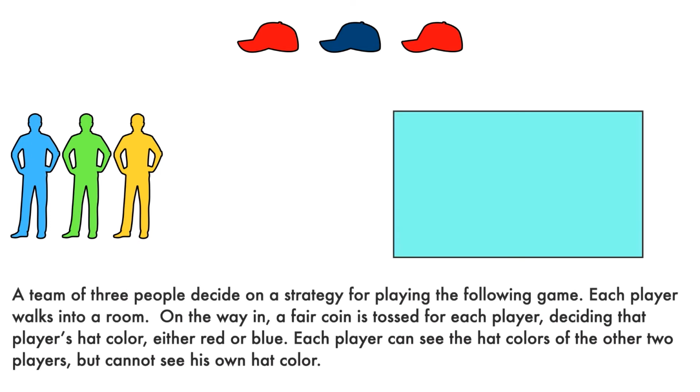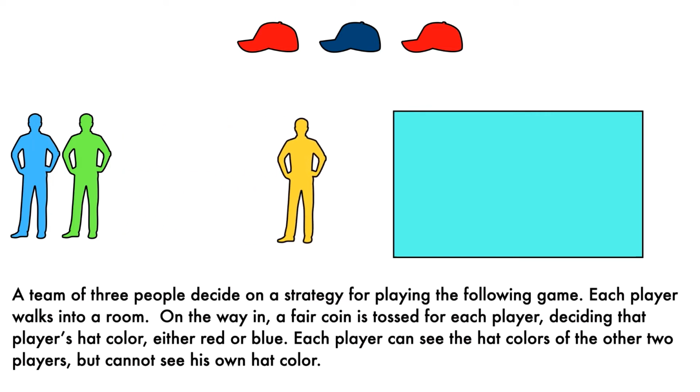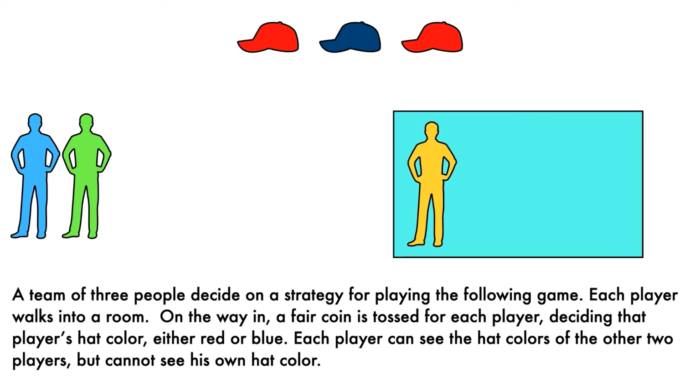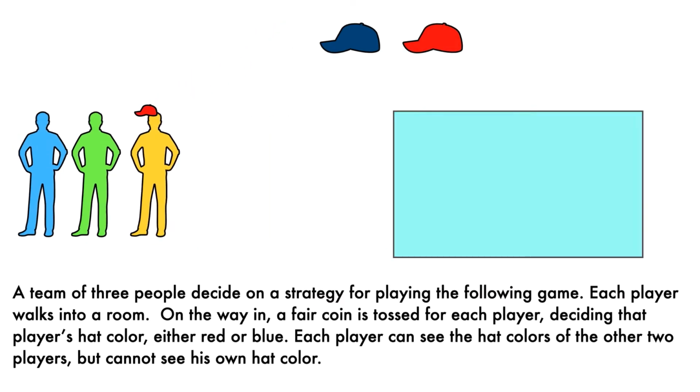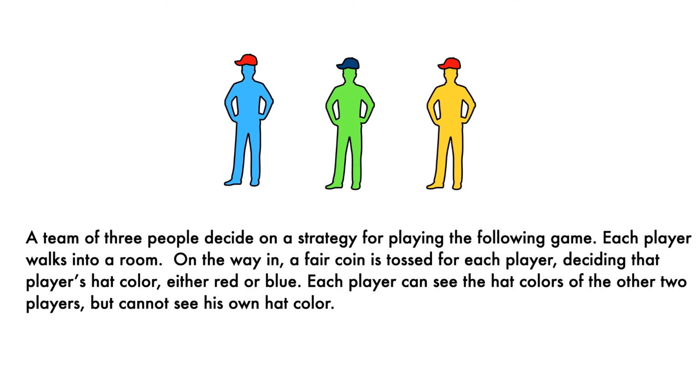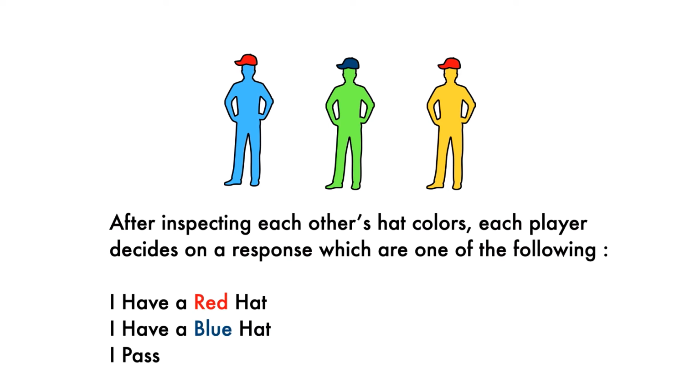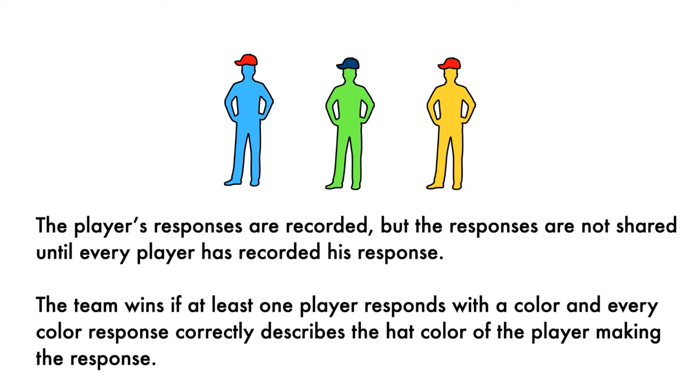Let me repeat the puzzle. A team of 3 people decide on a strategy for playing the following game. Each player walks into a room. On the way in, a fair coin is tossed for each player, deciding the player's hat color, either red or blue. Each player can see the hat colors of the other 2 players but cannot see his own hat color. After inspecting each other's hat colors, each player decides on a response: I have a red hat, or I have a blue hat, or I pass. The players' responses are recorded, but the responses are not shared until every player has recorded his response.